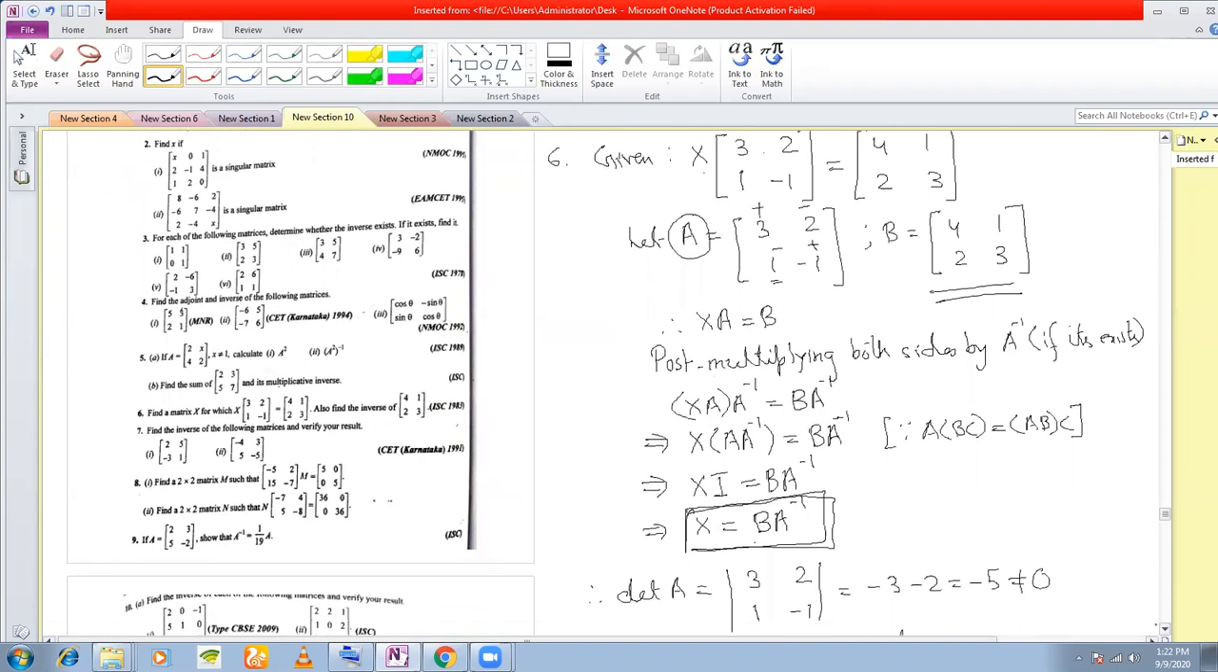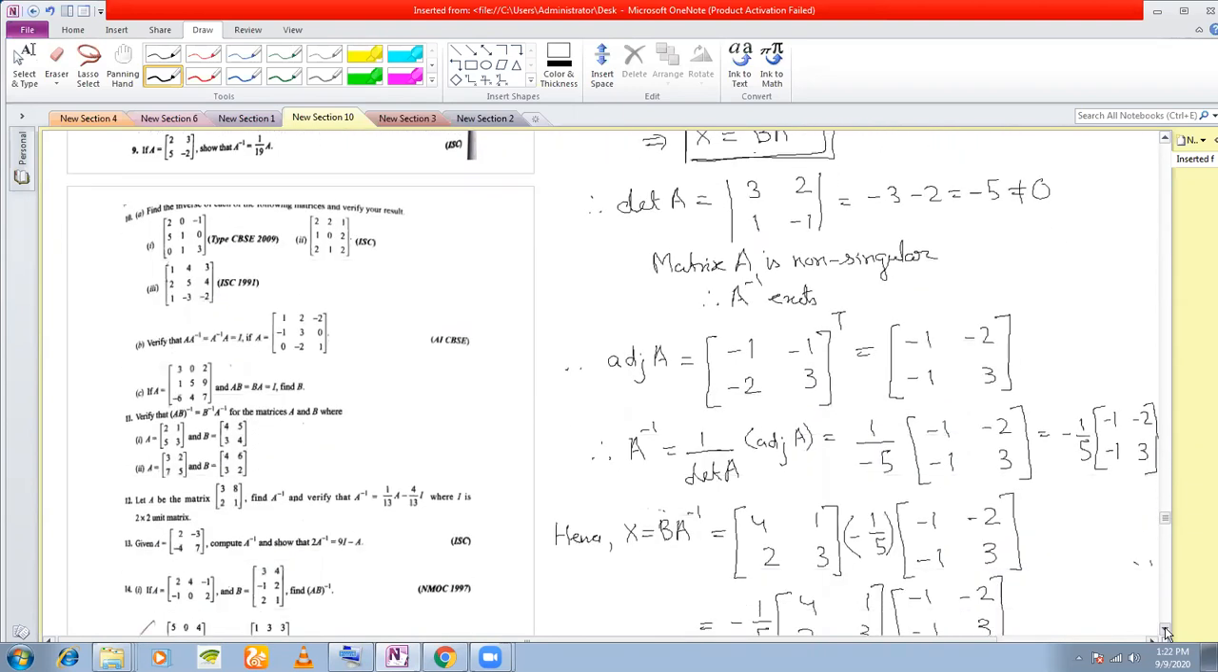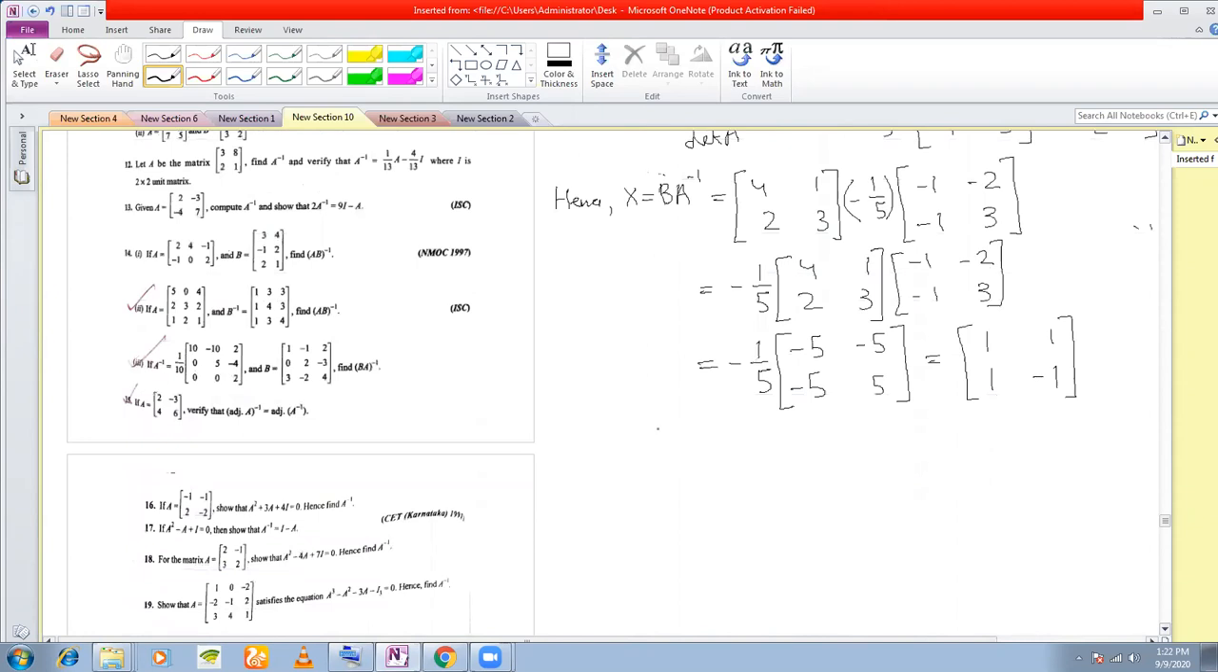Now what is the second part of the question? What was the second part? This was 6. Yes. So also find the inverse of 4, 1, 2, 3. Let's finish this. Let's find the inverse. Here B is equal to this matrix: 4, 1, 2, 3.